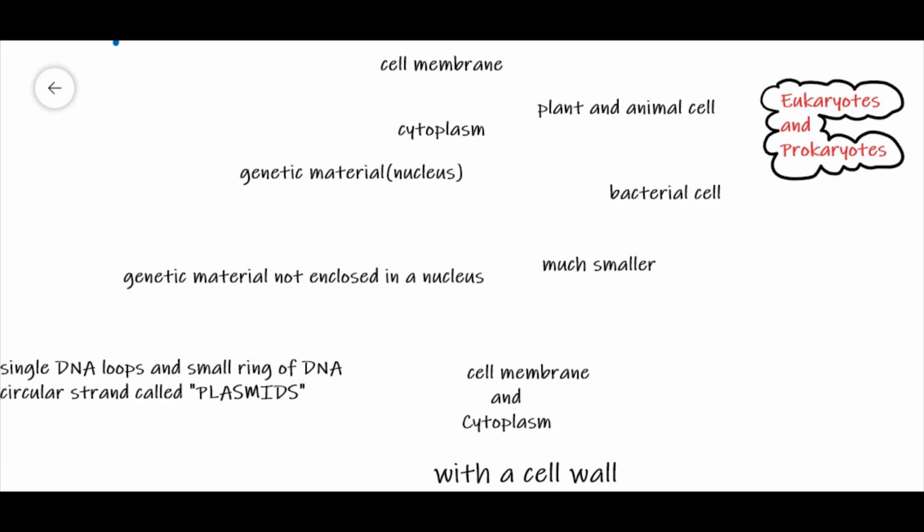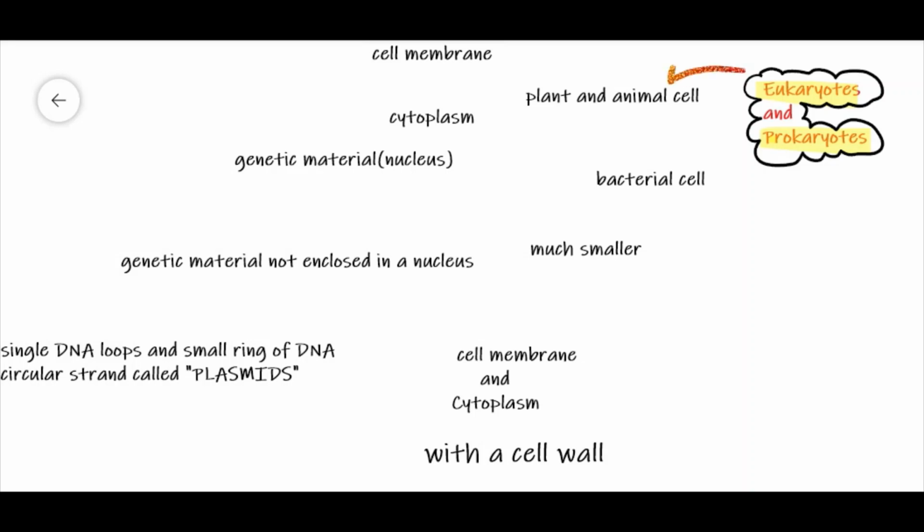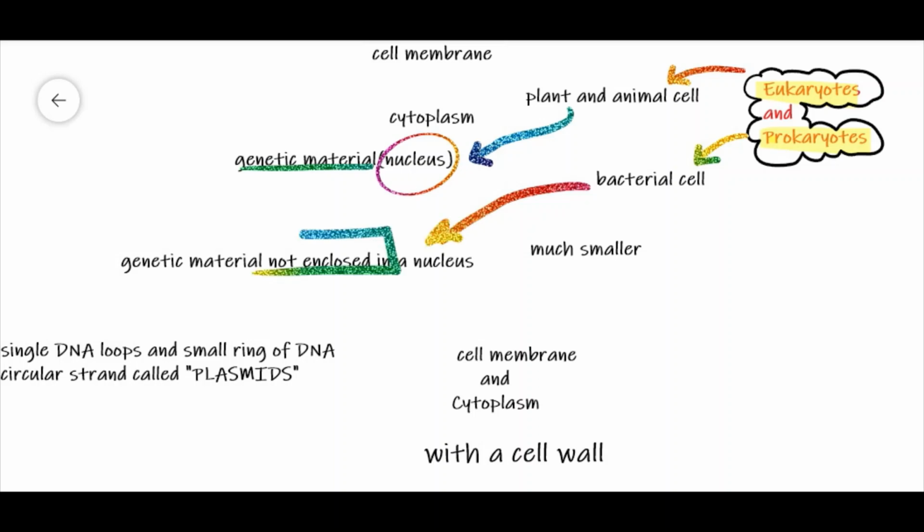All living things are made up of cells. The cells can either be eukaryotic cells or prokaryotic cells. The eukaryotic cells are cells like plant and animal cells, whereas the prokaryotic cells are bacterial cells. The main difference between a eukaryotic cell and a prokaryotic cell is the genetic material. In a plant and animal cell, the genetic material is enclosed in a nucleus. However, in a bacterial cell, the genetic material is not enclosed in a nucleus.